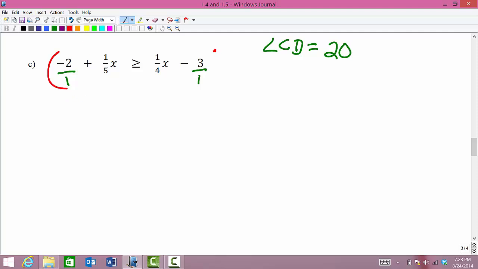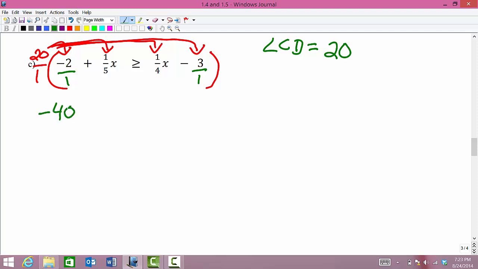Our strategy is to get rid of the fractions at the beginning by multiplying everything by 20. All of the terms on the left-hand side of the inequality symbol and on the right-hand side. Now you can think about that as 20 over 1 to keep in mind that 20 is thought of as the numerator and 1 is thought of as the denominator, so that when we do the multiplication of our fractions, we know what gets multiplied times what. So we have 20 times negative 2, that would be negative 40.